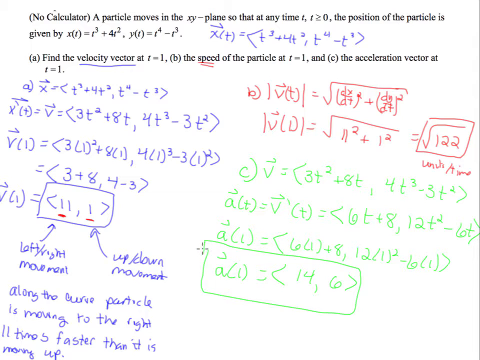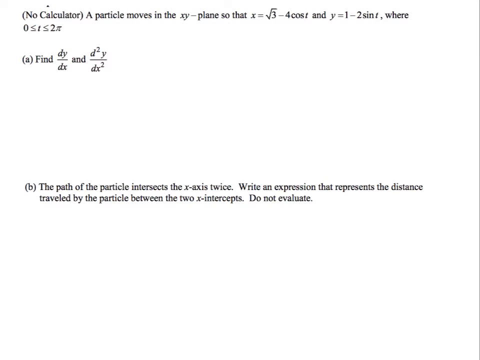In our last example, we're also going to look at particle motion, but this time our particle motion is not going to be translated into a vector. So we're going to keep it as parametric equations. So you can either use parametric equations translated into vectors or not.